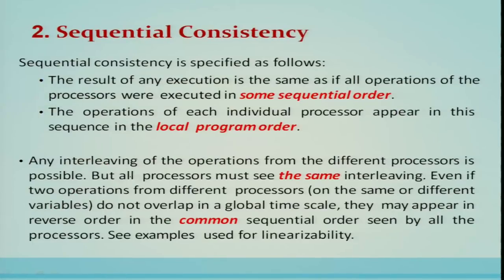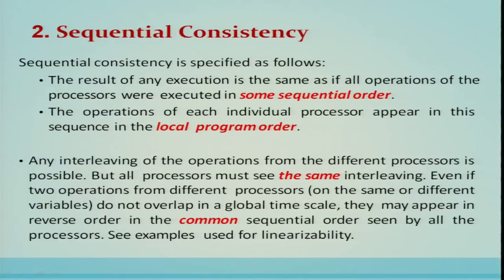The next consistency model is called sequential consistency. Sequential consistency is specified as follows. The result of any execution is the same as if all operations of the processors were executed in some sequential order. The operations of each individual processor appear in this sequence in the local program order. So any interleaving of the operations from different processors is possible, but all processors must see the same interleaving. Even if the two operations from different processors do not overlap in a global time scale, they may appear in a reverse order in a common sequential order seen by all the processors.